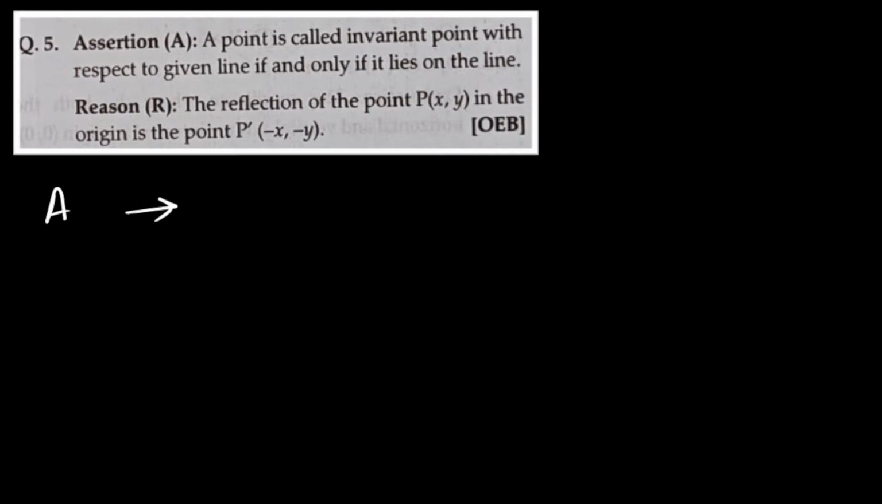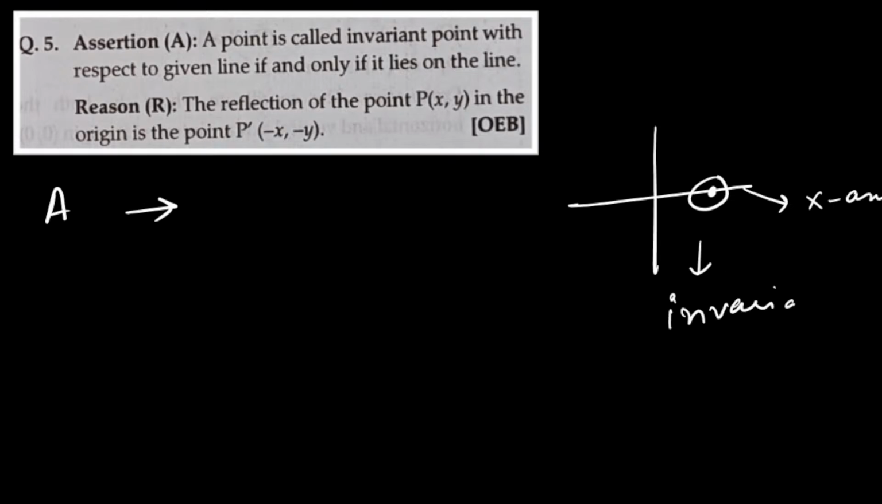Still no answers today. So is it true that if the point is lying on that particular line through which reflection is happening, then this point is known as an invariant point? Suppose I have some point 2 comma 0. If its reflection is happening through the x-axis, then this point is invariant. I have discussed this many times today. So yes, this is true.